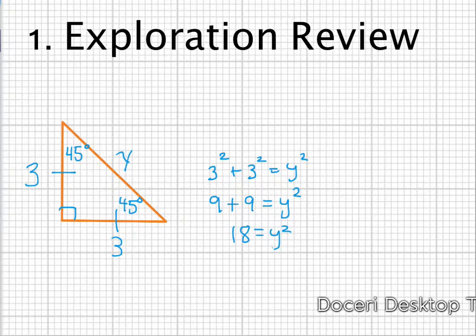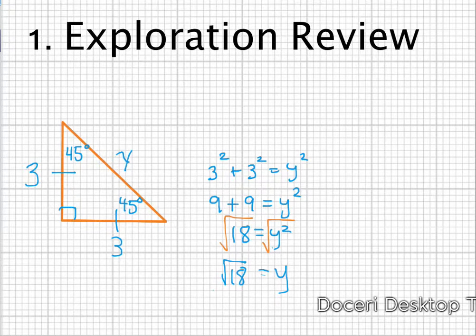Well, I don't want y squared, I want y. Now, if you remember back from Algebra 1, to undo a square, you have to square root it. So I'm going to square root both sides of my equation. The square root of y squared is just y. So I'm left with the square root of 18. Now, in the exploration, you were supposed to rewrite this in simplest radical form.